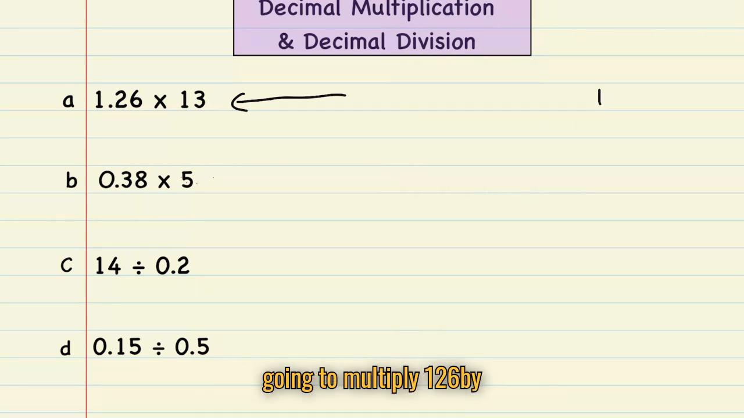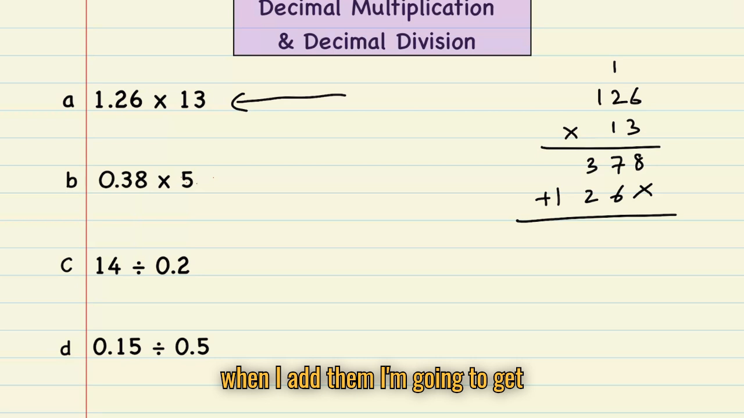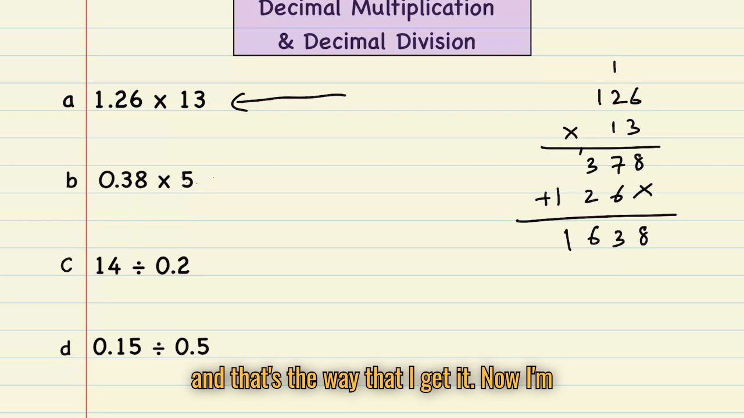I'm simply going to multiply 126 by 13. 6 times 3 is 18, 7 there, 3 there, 6 to 1. And when I add them, I'm going to get 8, 7, 6, 13 there, and 6, and that's the way that I get it.